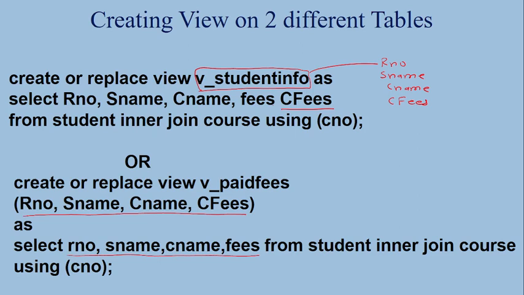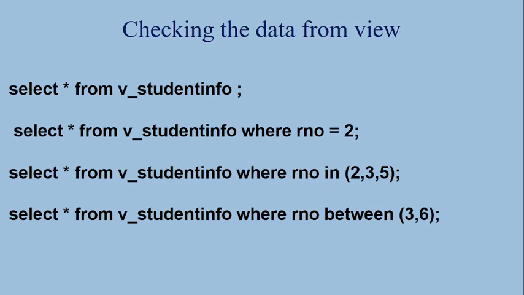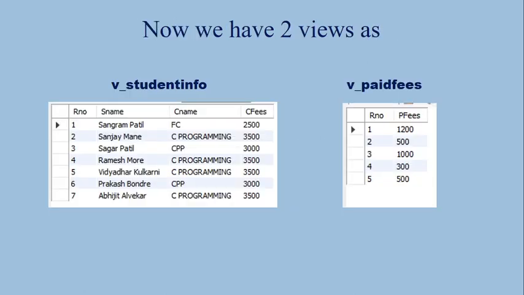Now by using these two views, we can fire any type of query. We can use IN, we can use BETWEEN, any type of query we can use on table data or view data. So now we have two views. In one view we have v_student_info, that is the first view, which contains roll number, student name, course name and course fees. This image I have taken already from SQL Server. And then v_paid_fees, which consists of roll number and paid fees.